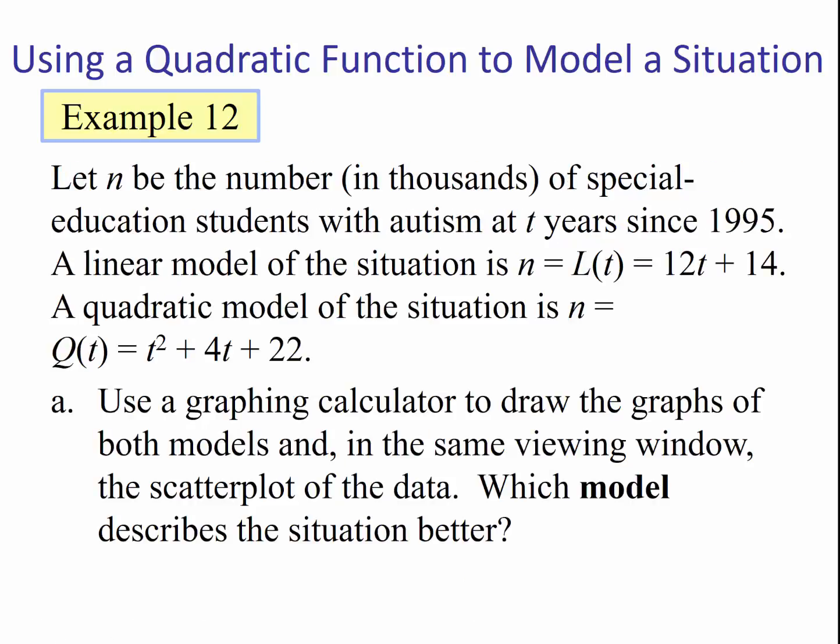Let n be the number in thousands of special education students with autism at t years since 1995. A linear model of the situation is n equals L of t equals 12t plus 14. A quadratic model of the situation is n equals q of t equals t squared plus 4t plus 22. A. Use a graphing calculator to draw the graphs of both models and, in the same viewing window, a scatter plot of the data. Which model describes the situation better?